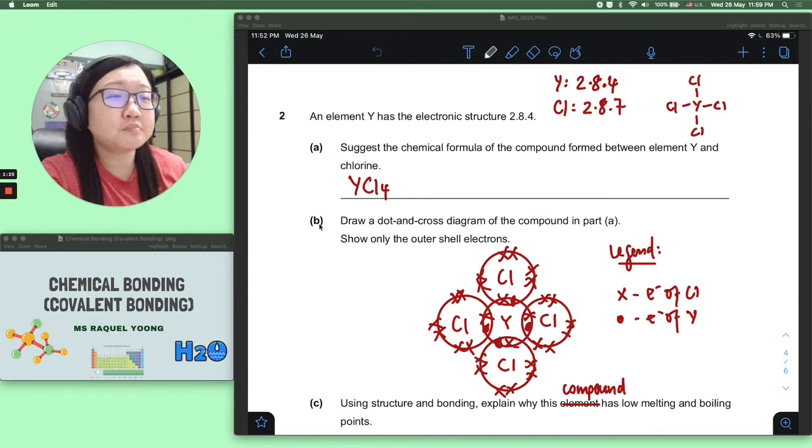Part B, draw a dot and cross diagram of the compound YCl4 from the previous part. Show only the outer shell electrons. If you look at Y, which is in the middle, it has 4 of its own electrons represented by the dot. Chlorine has 7 of its own electrons represented by the cross, and it is sharing 1 of that with Y. Once you're done with the diagram, at one look you can also tell that around the chlorine atom there are 8 electrons, a stable octet. Likewise for Y, also a stable octet.